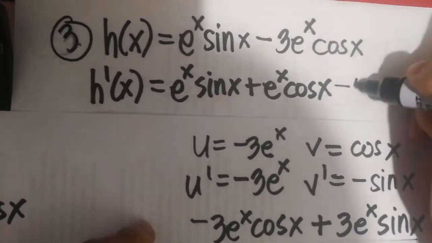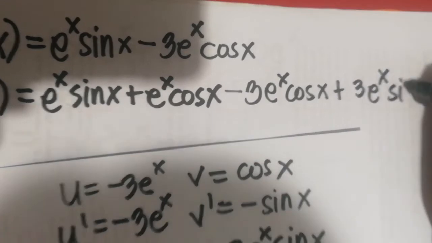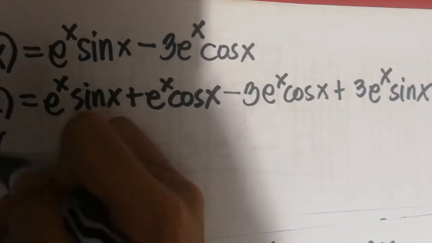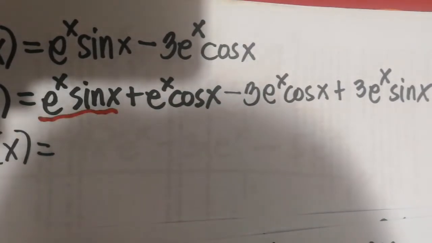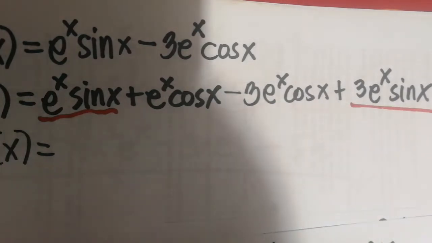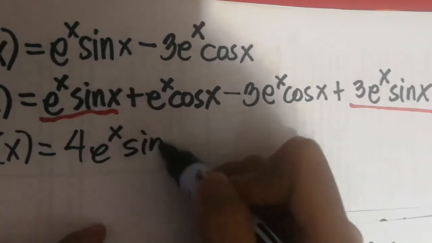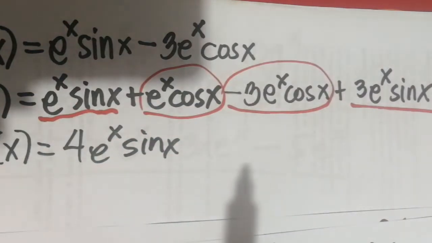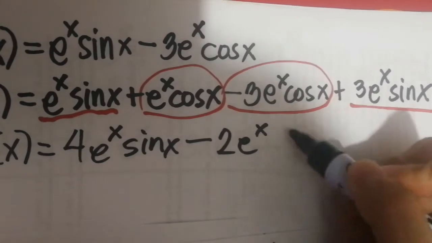So, let's copy negative 3e raised to x cosine x plus 3e raised to x times sine x. Okay. So, next is combining like terms. So, we have h prime of x is equal to, we have e raised to x sine x plus 3e raised to x sine x. So, that will be 3 plus 1 is 4e raised to x, then copy sine x. Next is e raised to x times cosine x minus negative 3e raised to x cosine x. So minus, the answer is 2e raised to x cosine x.